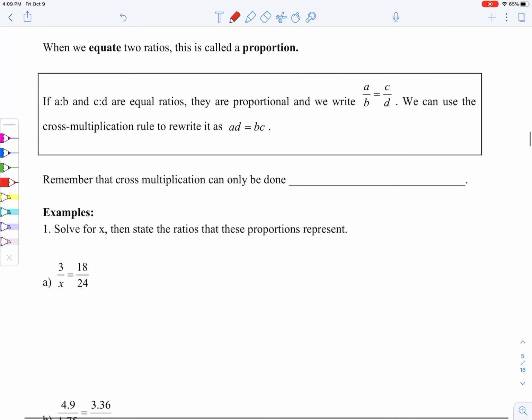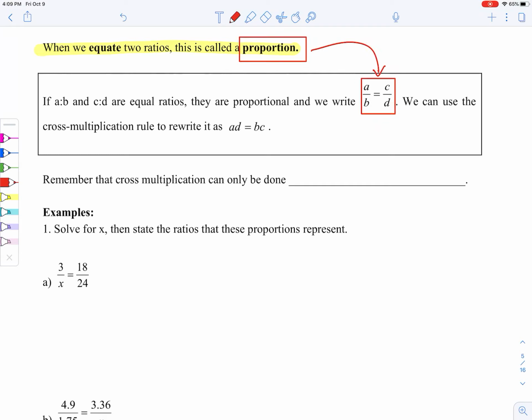When we equate two ratios, this is a proportion. So here's some more terminology that we're going to need. A proportion would look like that. And if that's our proportion, it's got the equal sign in the middle and a ratio on each side.